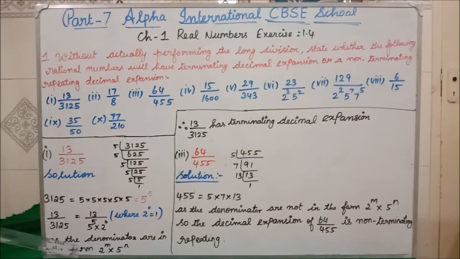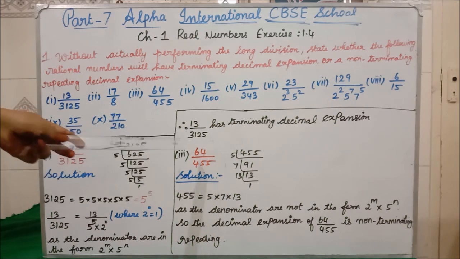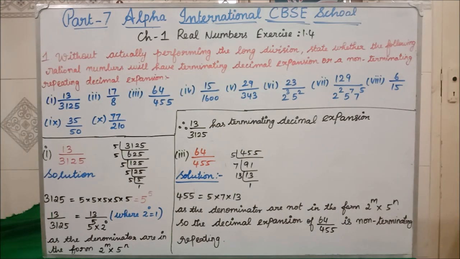So the denominator part we arrived in the form 2 power m into 5 power n. Therefore, this question, 13 divided by 3125, has a terminating decimal expansion. Okay, without dividing we have said it, isn't it? Students, the second sum is your homework. Now we will see the third question.